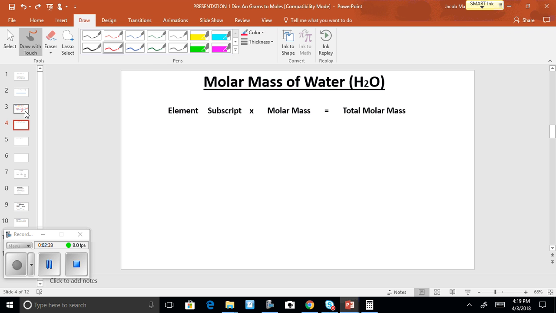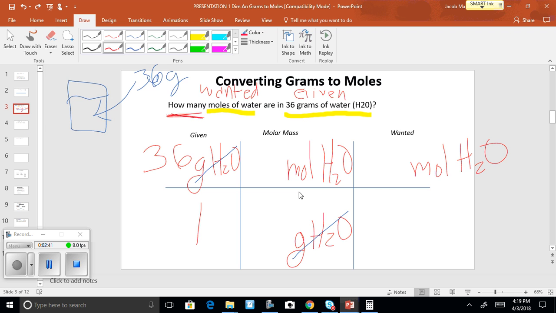Because if you remember, our units right here are moles per gram, or if you want to think about it another way, grams per mole. And we know that grams per mole or moles per gram, however you want to look at it, that equals your molar mass. So how do I get molar mass for a molecule?